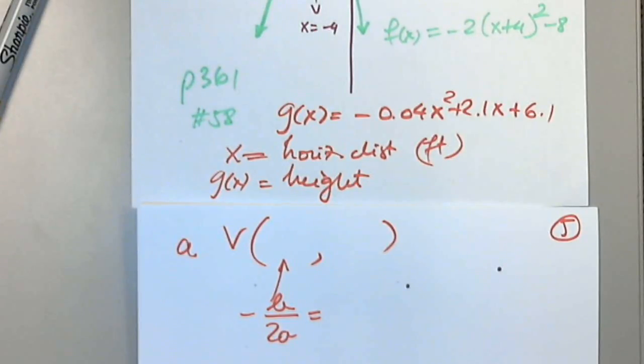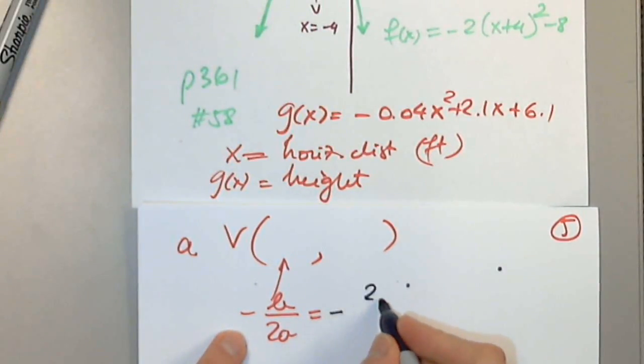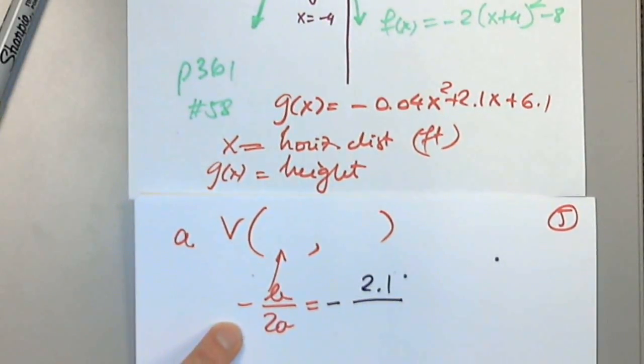B is 2.1. Very good. Positive 2.1. Awesome. I copy the negative, then 2.1 over 2 times negative 0.04. Negative 0.08, because I have 2 times a, and a is 0.04. 0.04 times 2 is 0.08. Good. So how much is this?